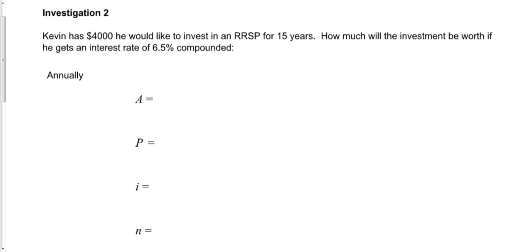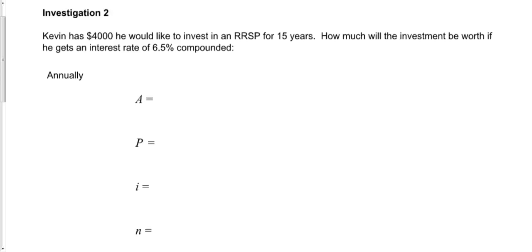So far we've looked at what would happen if you double the interest rate, and we looked at what would happen if you doubled the amount of time that an investment was going in for, and in both cases it more than doubles the amount of interest that you earned. In investigation 2, we're going to actually change the number of compounding periods per year.